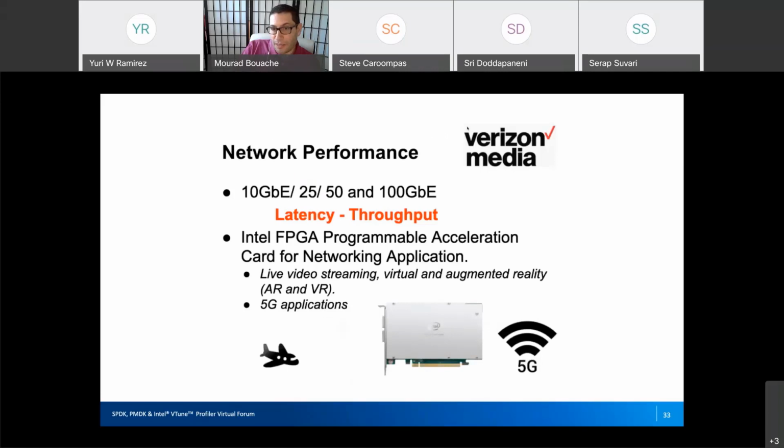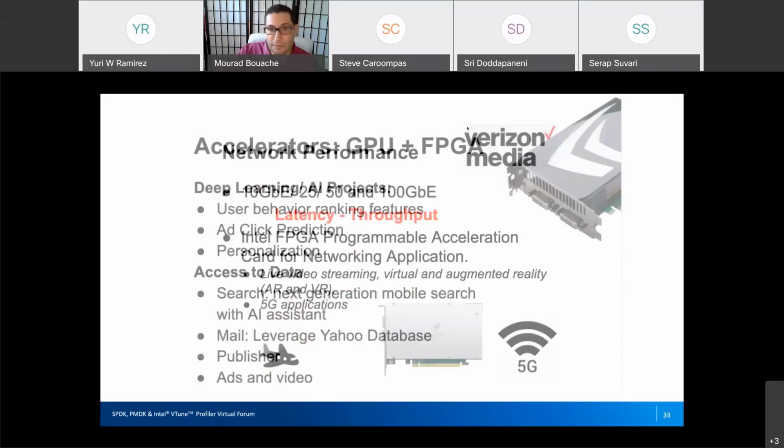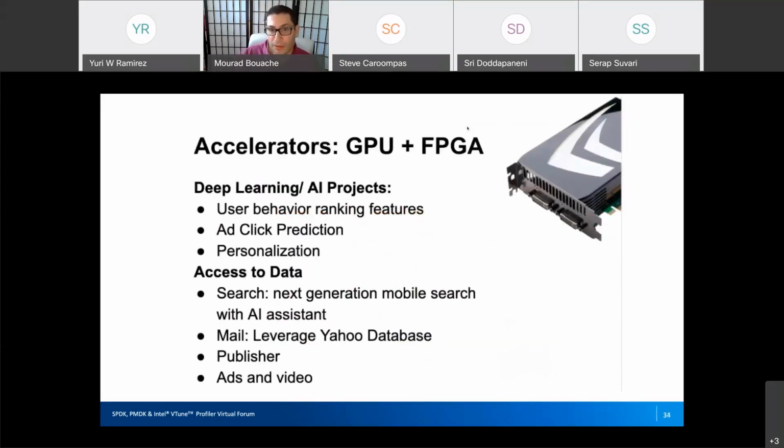Network performance: here we have a new generation of 10 gig, 25, or 100 gig, between latency and throughput. Then we can go even with FPGA, using it as a card for networking applications, especially with live video streaming and all these crazy things coming with extended reality, virtual reality, and augmented reality, and also with 5G applications for smart city or other big applications using 5G and artificial intelligence.